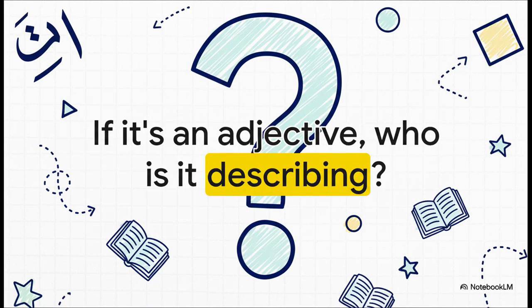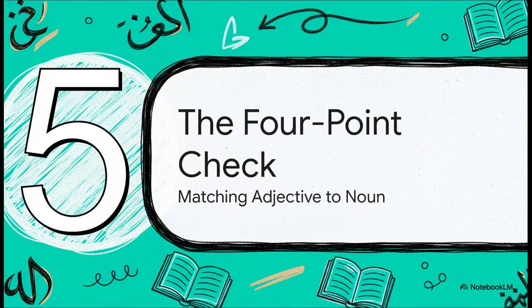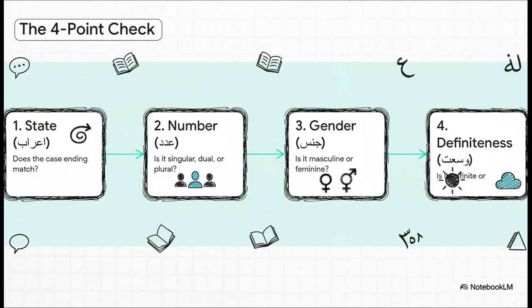But wait, this brings up another little puzzle, right? If it's an adjective, who is it describing? Is it talking about the first noun in the phrase, the mudaf, or the second noun, the mudaf ilaih? We need a tool to figure that out. And that tool is the 4-point check. This is a super simple but really powerful method in Arabic grammar for matching an adjective to the noun it belongs to. It's awesome. So here's how it works. For an adjective to describe a noun, it has to be a perfect match on all 4 of these points: its case, its number, its gender, and its definiteness. If even one of these doesn't line up, it's not a match.